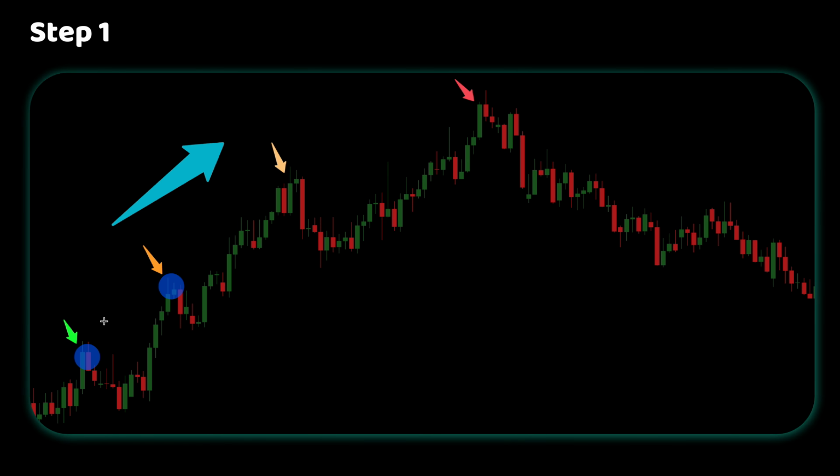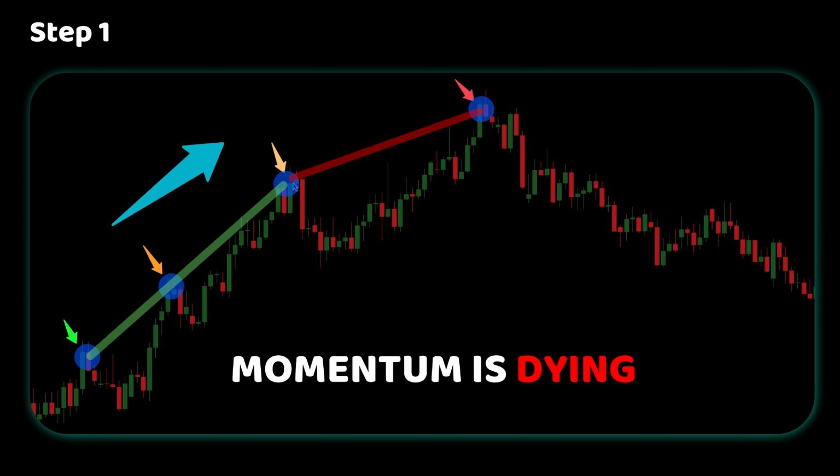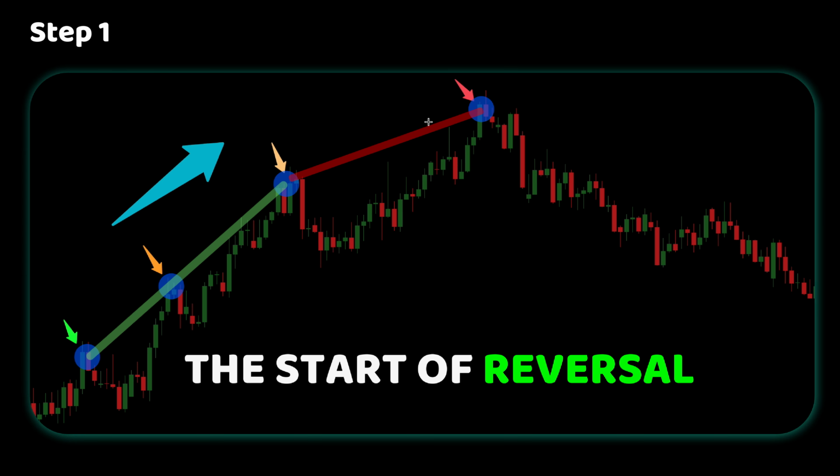In this uptrend, notice these higher highs of this trend. Then when you draw a line connecting one higher high to another, you will notice that the first 2 lines are pointing up in a similar fashion and in a strong momentum. Then you'll notice that the last line is not the same as the first 2 lines. This tells us that the momentum of this trend is dying because the first 2 lines were similar and the last line seemed to be struggling to go up, which indicates the start of the trend reversal. And this is the common sign that you will see in most trends.